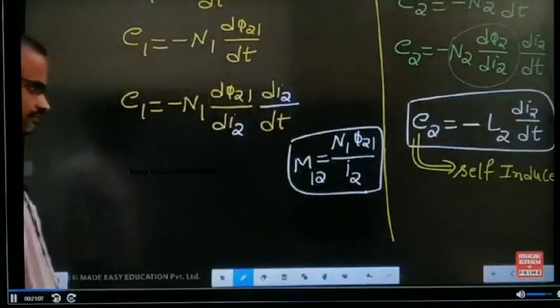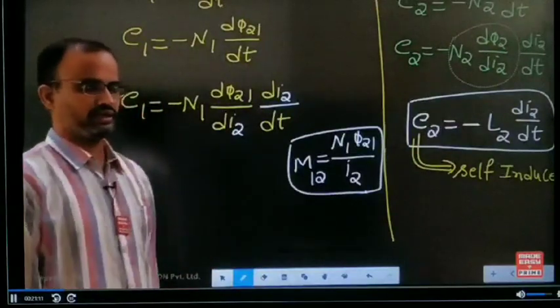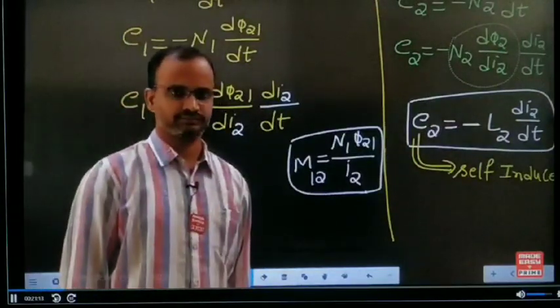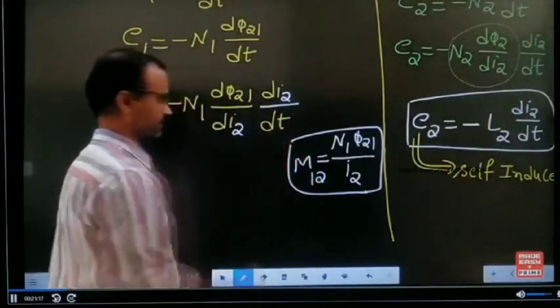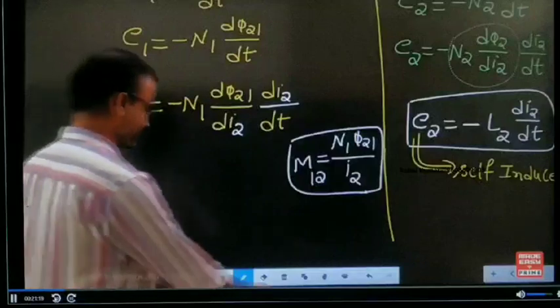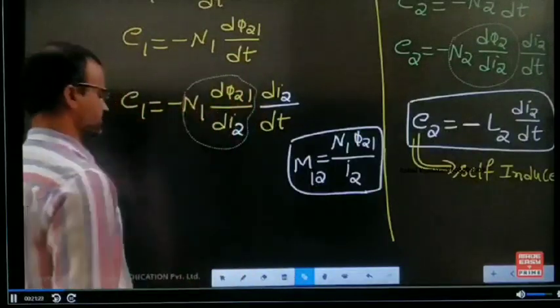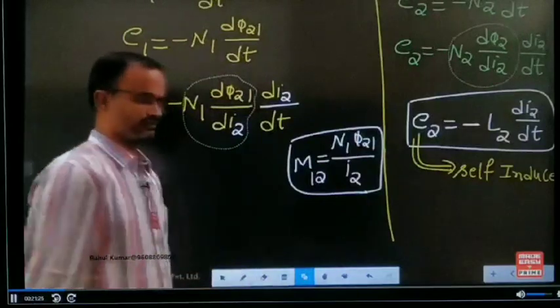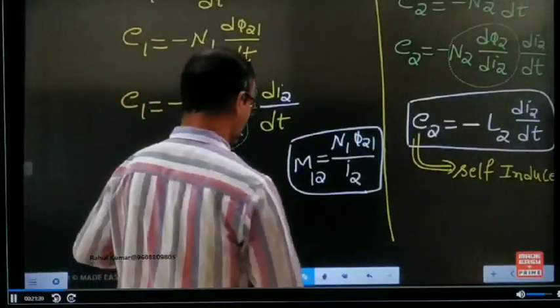Now observe, the meaning of M12 is the mutual inductance of the first inductor. M12 means the mutual inductance of the first inductor with respect to the second one. This entire term is replaced by M12, the mutual inductance of the first inductor with respect to the second one.